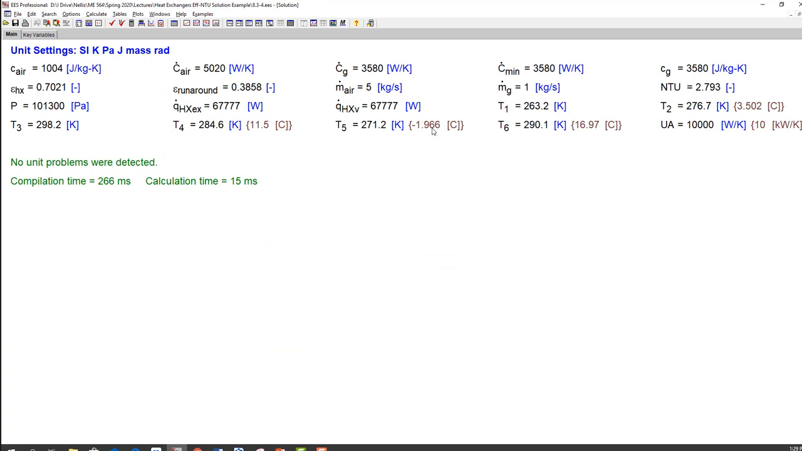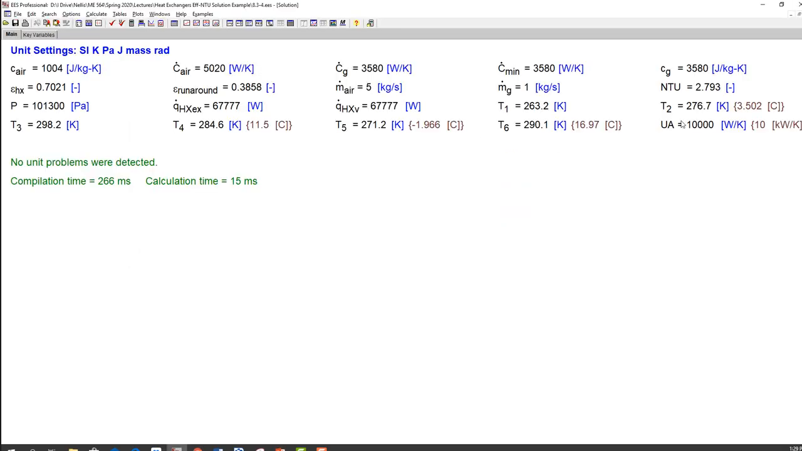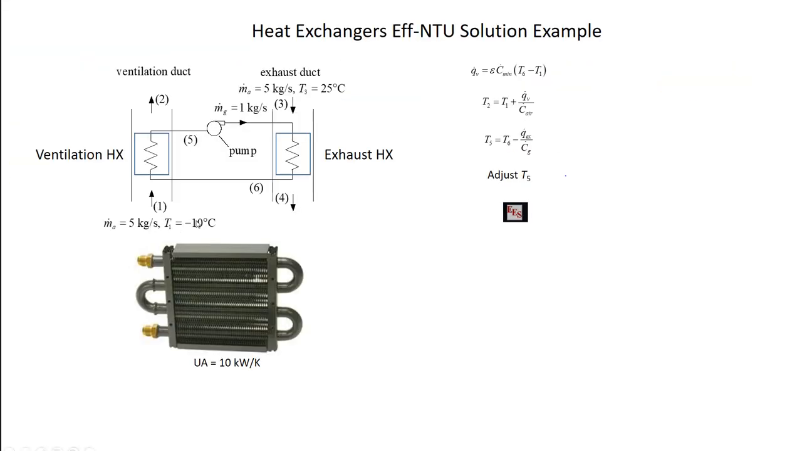And then all of these equations should solve together to tell me that T5 is minus 1.96 degrees Celsius. And T2 is 3.5 degrees Celsius. So if I go back and look at that, that should make sense. I come in here at minus 10. T2 is 3.5, so I've actually heated my air up by about 13 degrees, which is pretty substantial, right? That's 13 degrees of temperature rise I don't have to do in my furnace.